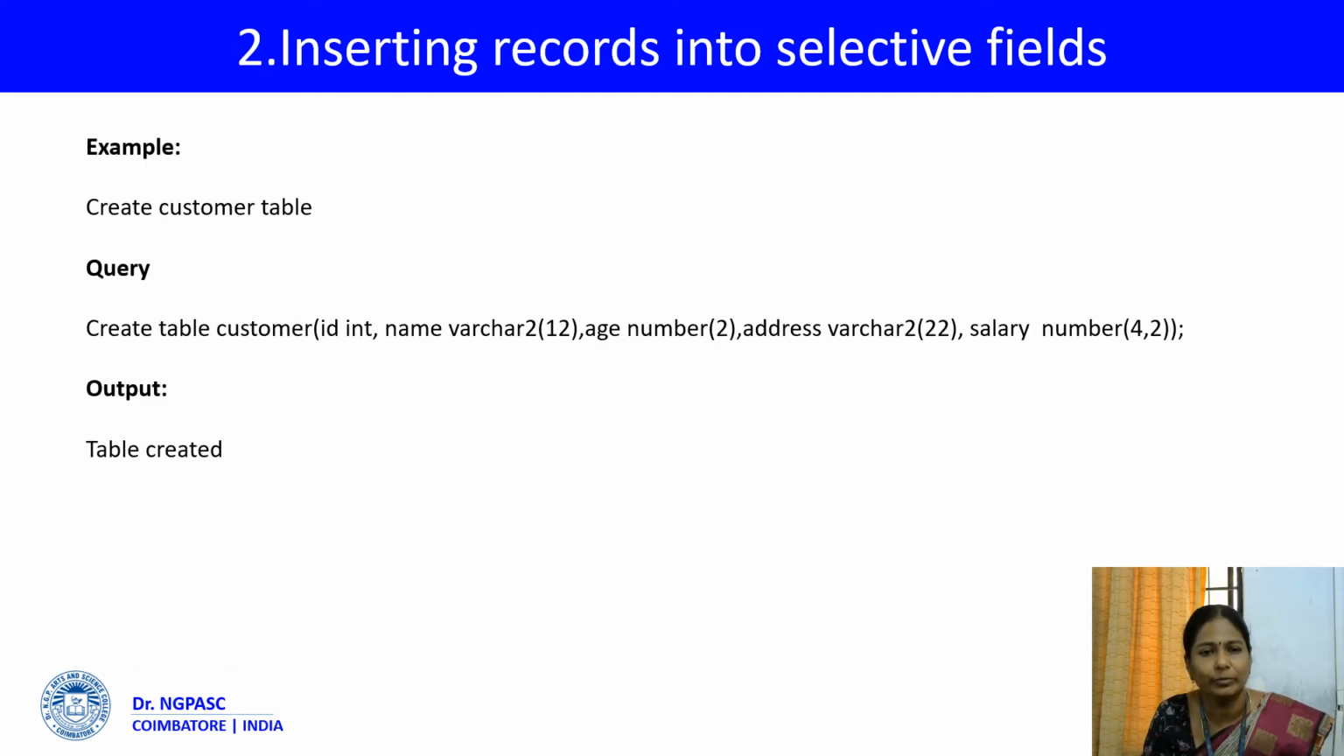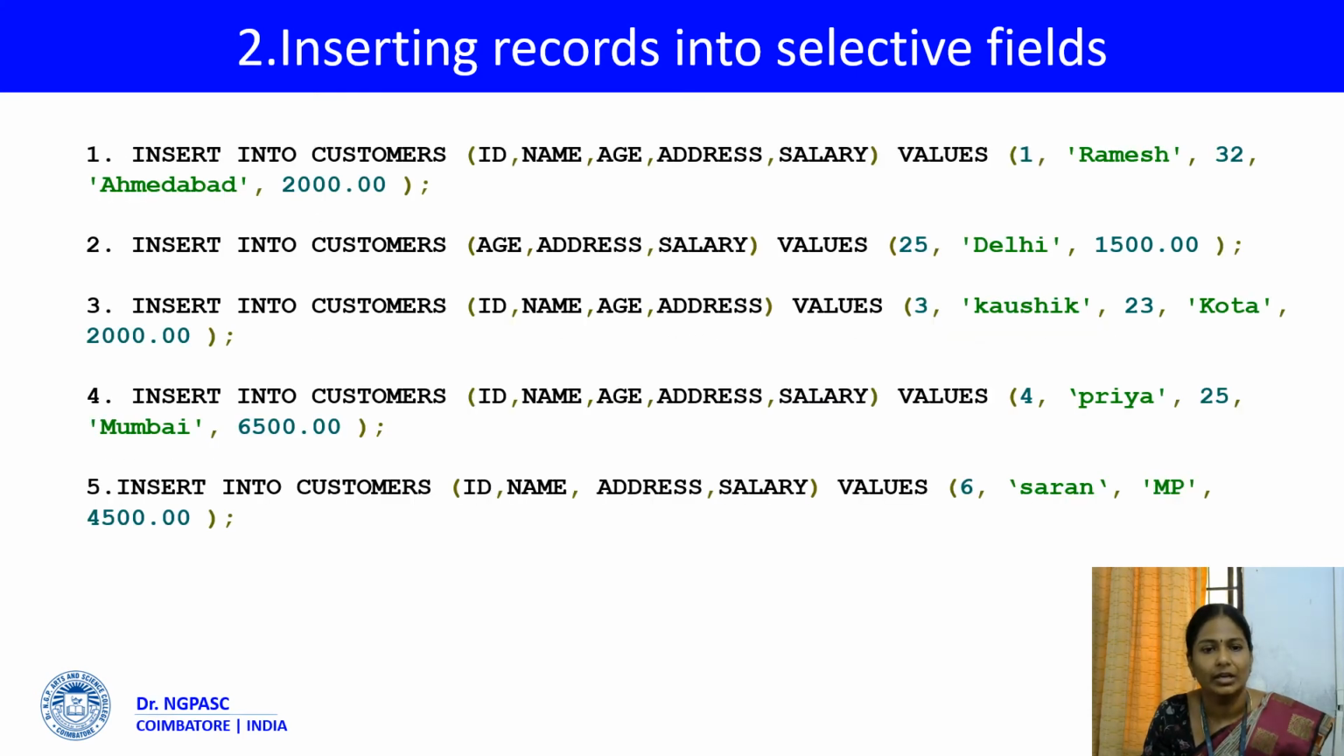For example, if you have to create a table called customer, how many columns can you create? That is 5 columns: ID, name, age, address and salary. After creating the table, it is possible to insert data into the particular table called customer. Here you have to insert 5 rows by using 5 insert statements.